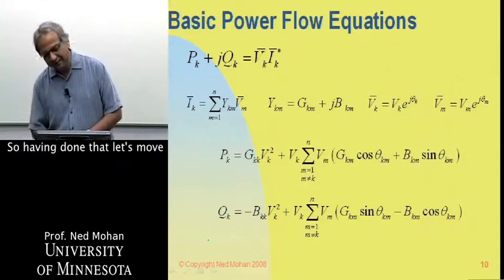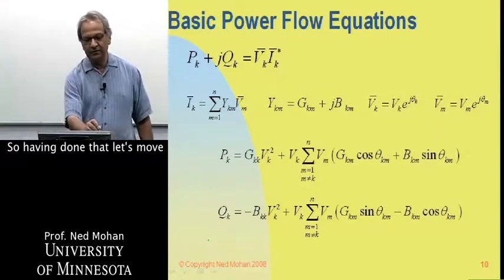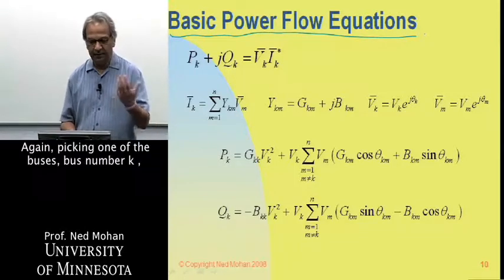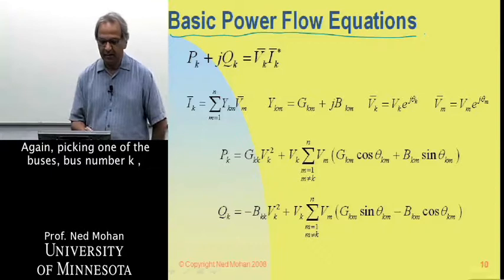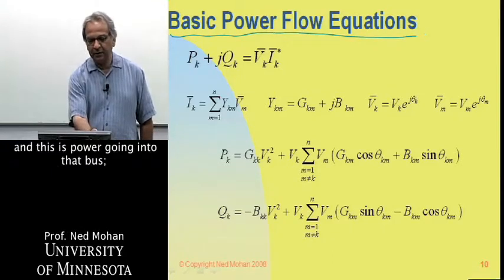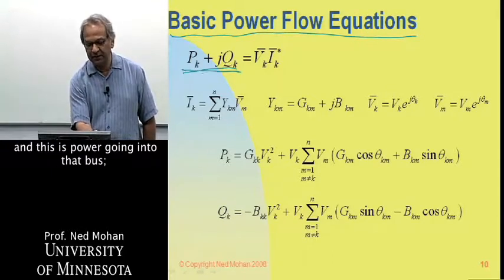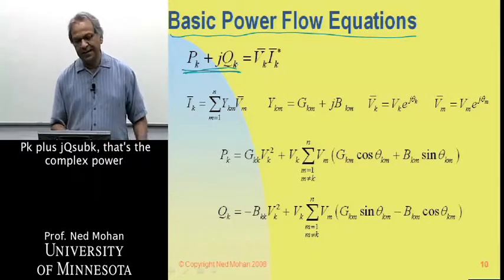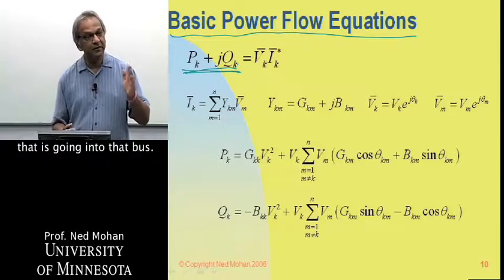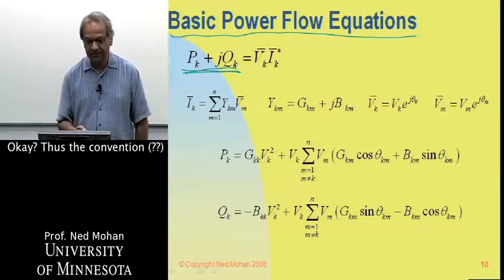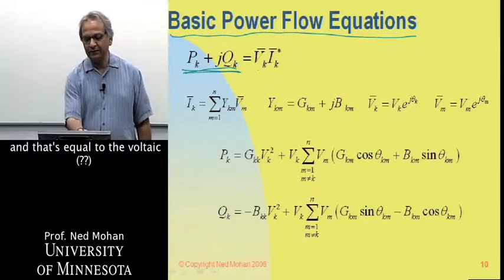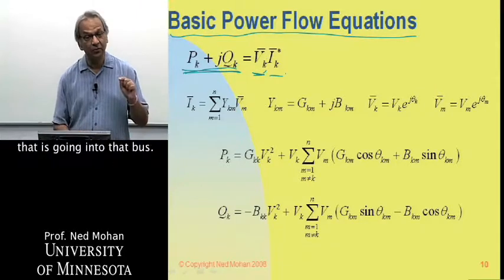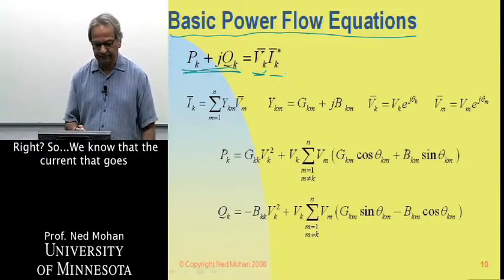So having done that, let's move on to the basic power flow equations. Again, picking one of the buses, bus number k, we can say that, and this is power going into that bus, so we should remember that, Pk plus jQk, that's the complex power that is going into that bus, okay? That's the convention, and that's equal to the voltage at that bus times the conjugate of the current that is going into that bus, right?